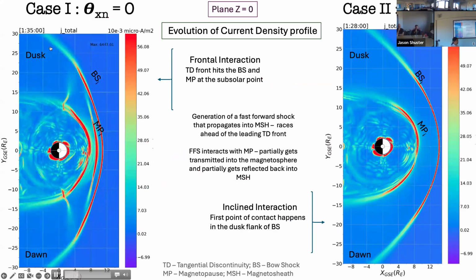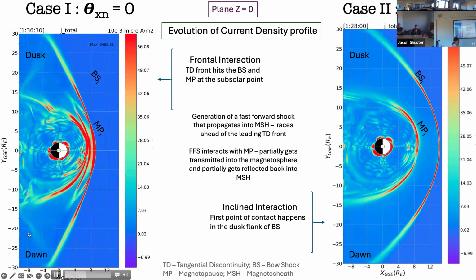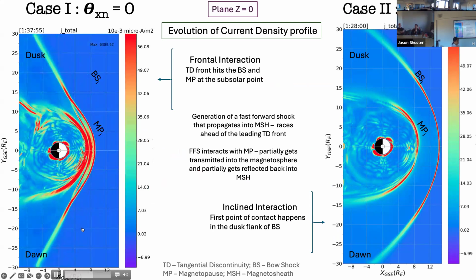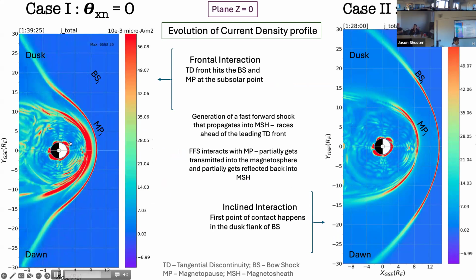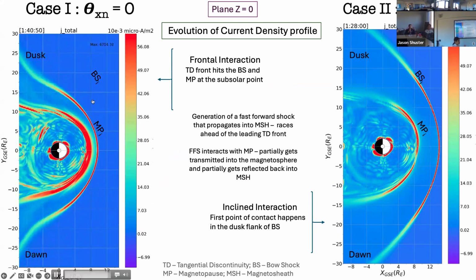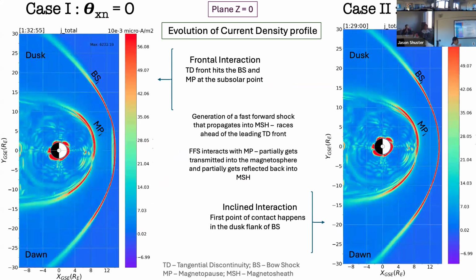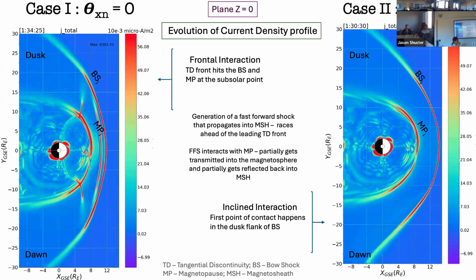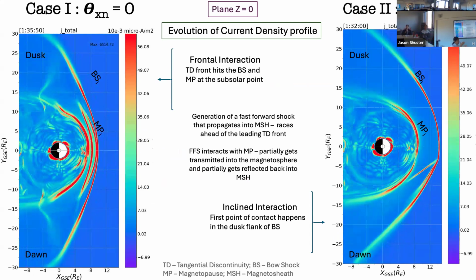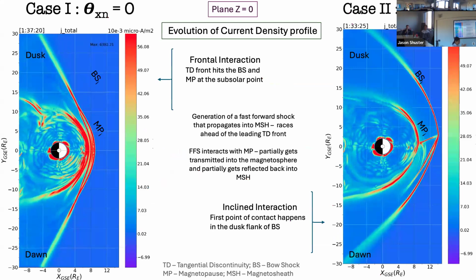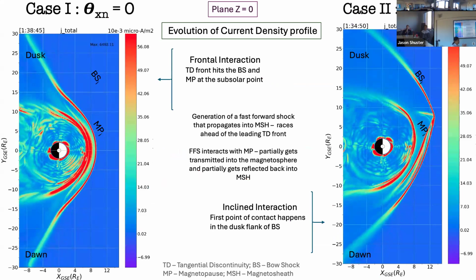Here we are looking at the current density profile in the ecliptic plane. On the left is the frontal interaction. One would assume that if the discontinuity hits frontally, the first point of contact would be at the subsolar bow shock and the subsolar magnetopause.